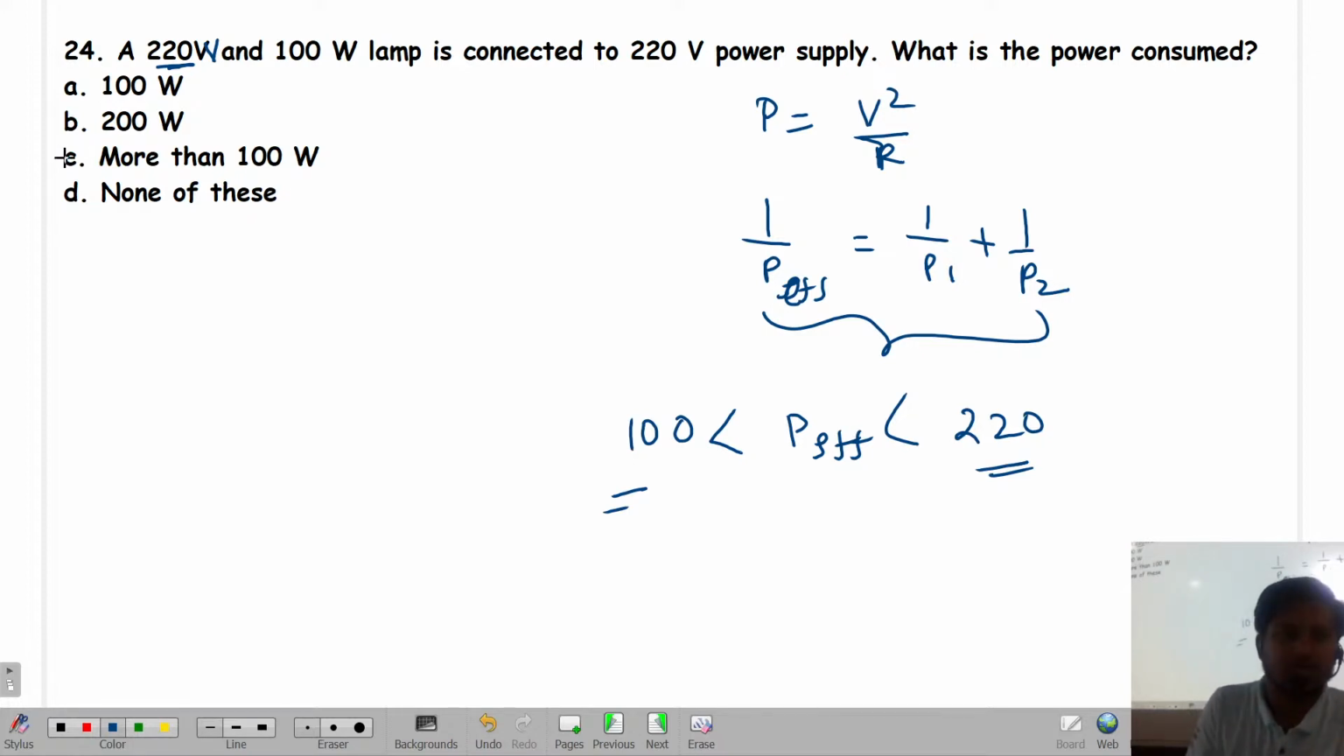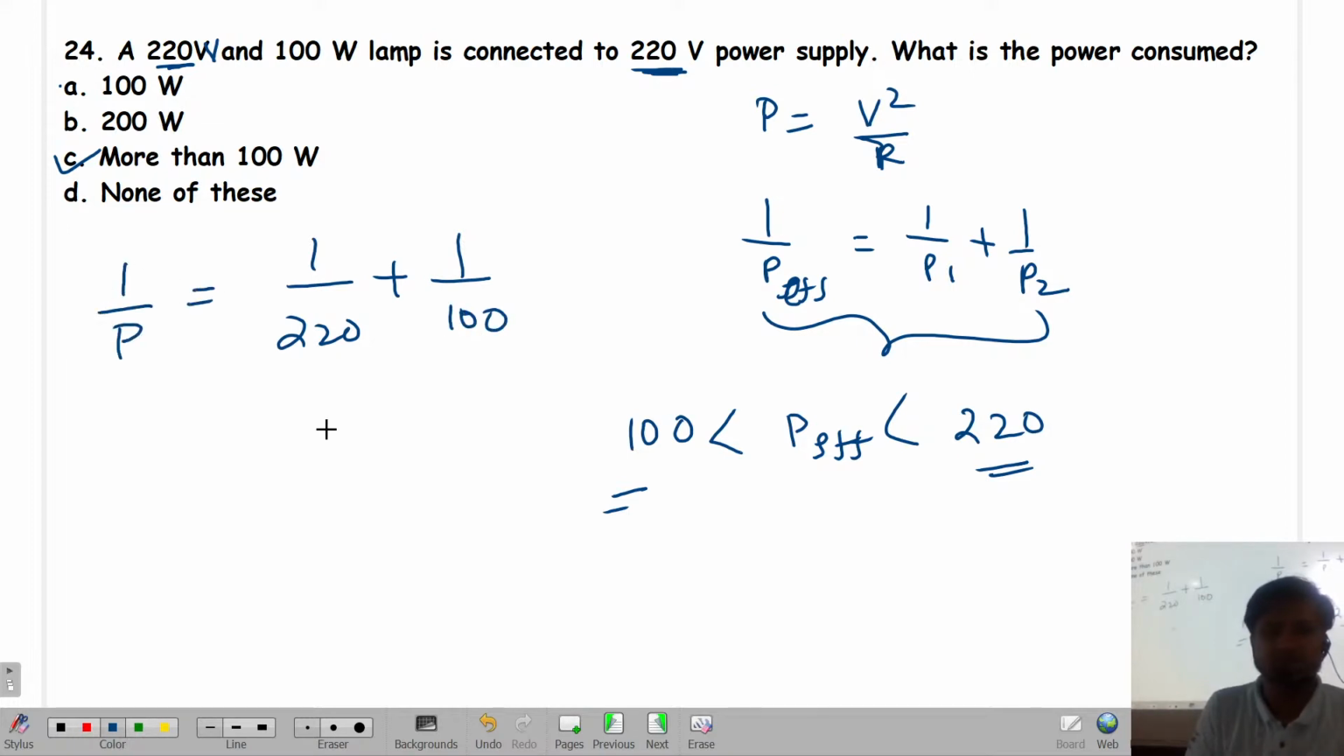Yes, sir. So it will be more than 100. So 24 is option C. Let me just check. 24 is option A, 100 watt. Okay, so you calculate it. Can you calculate it or not? Yes, sir. Voltage is similar. So 1 by 220 plus 1 by 100. Okay, if you solve it, you will get the answer. 220 will be the LCM. That is 1 plus 100 now. Yes or no? Sorry.